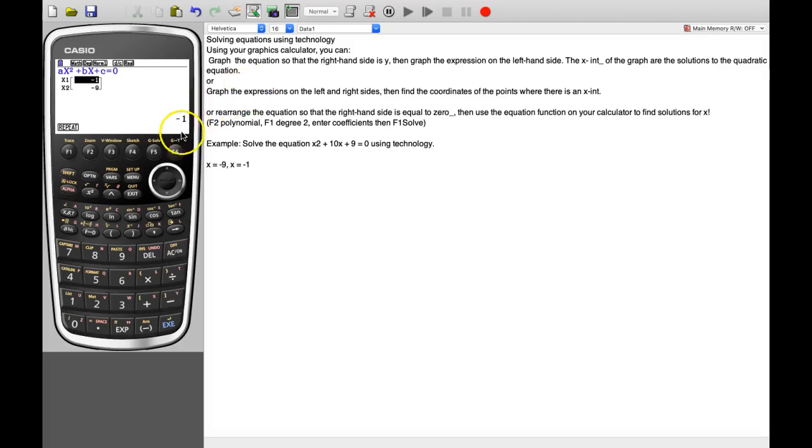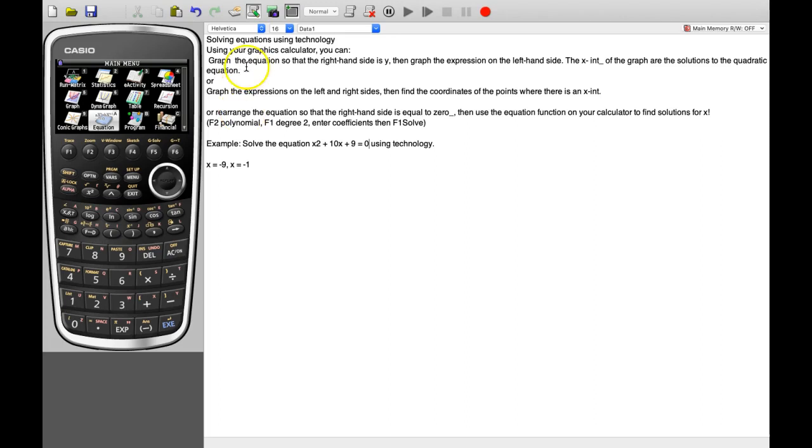Right, so how do we use our graphics calculator to solve a quadratic equation? There are two ways. We can first graph the equation with the right-hand side being y, or left-hand side, doesn't matter. So if we've got x squared plus 10x plus 9 equaling 0, we can say that's the equation y equals x squared plus 10x plus 9, and we graph the expression on the left-hand side. The x-intercepts of the graph are then the solutions to the quadratic equation.